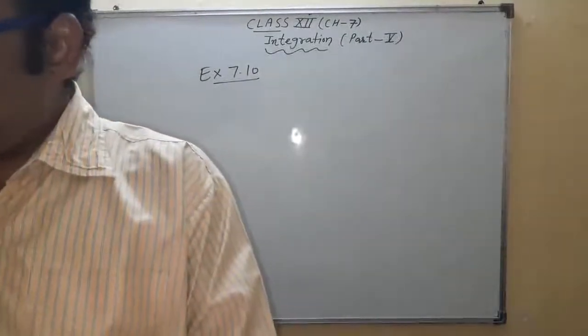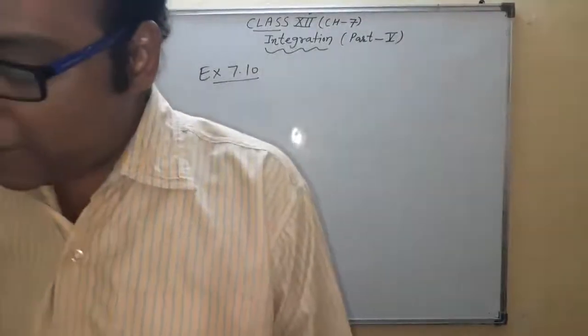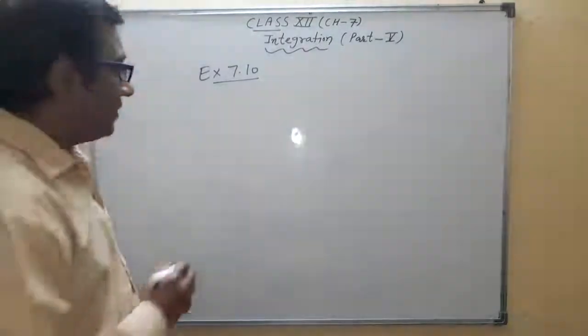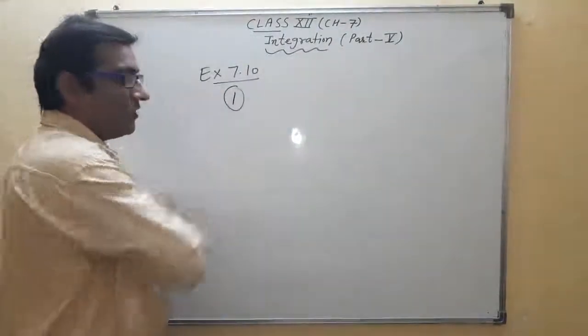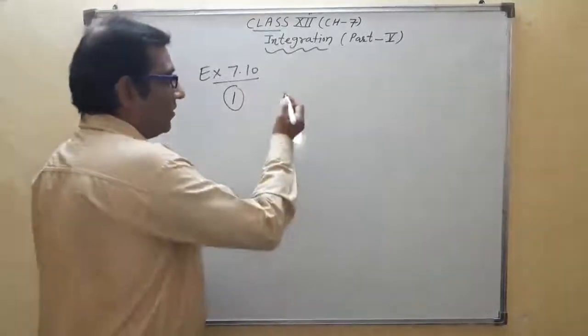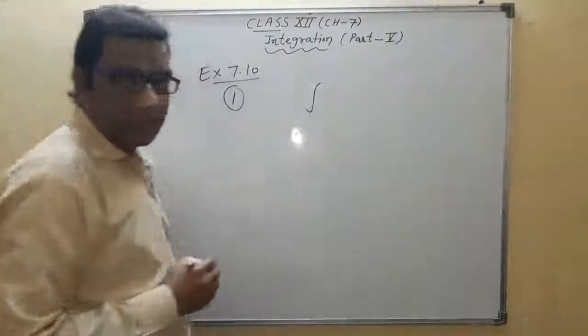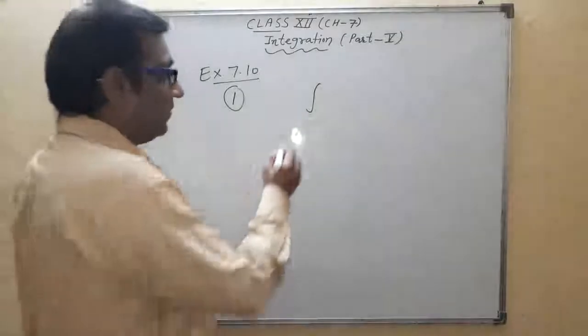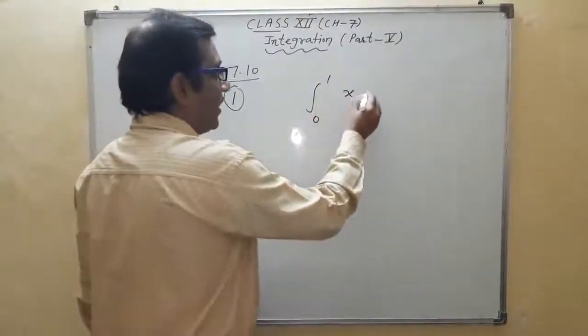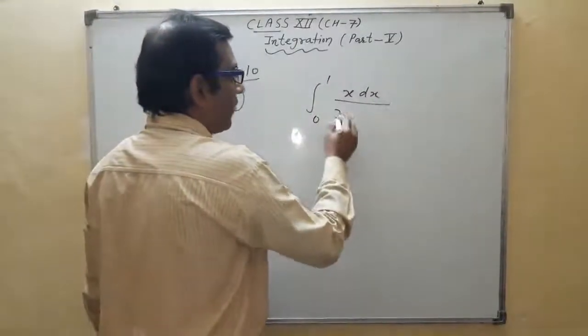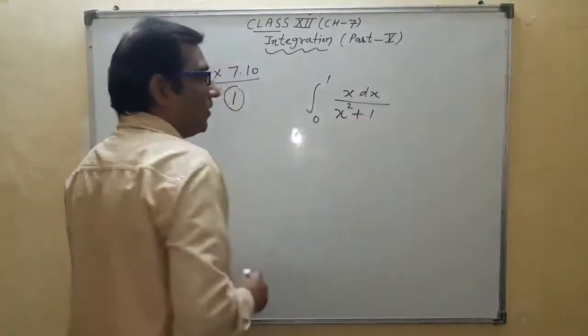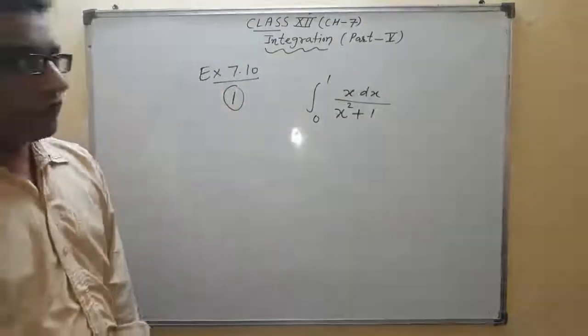So I am taking one question, that is the first question of this exercise 7.10, and the question is integral from 0 to 1 of x dx upon x square plus 1. So how will we solve such type of questions?